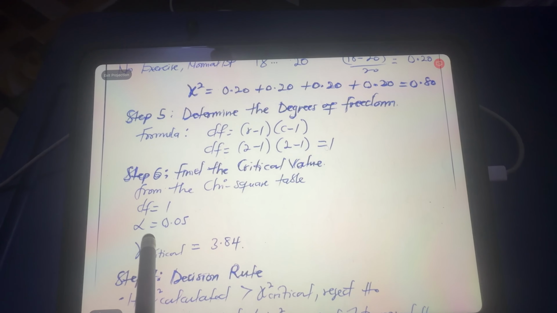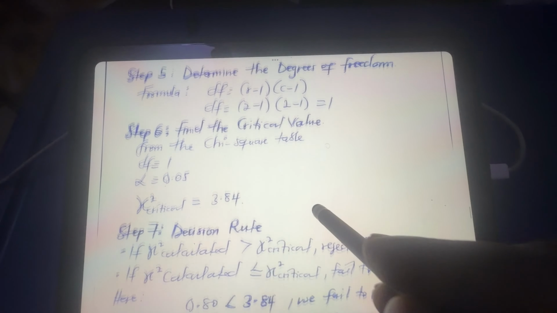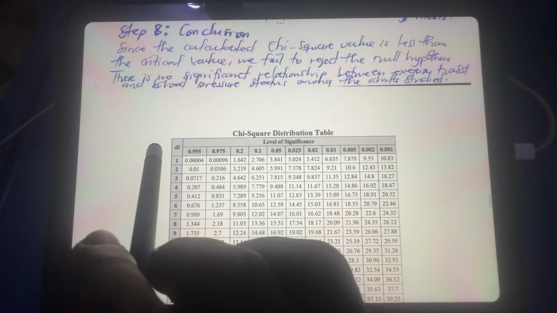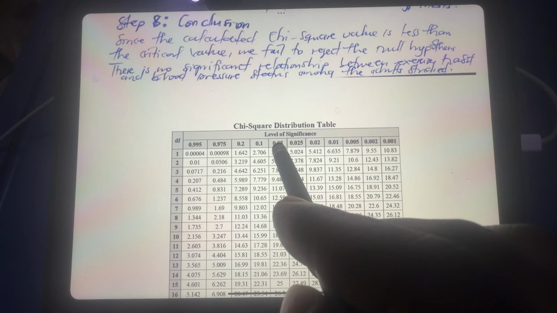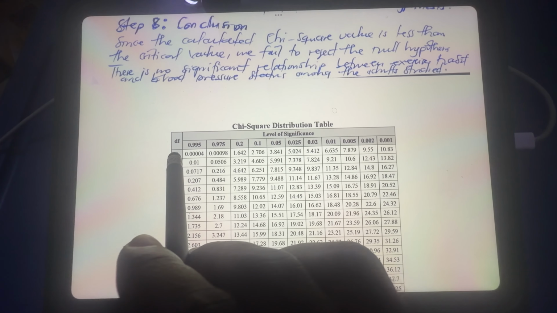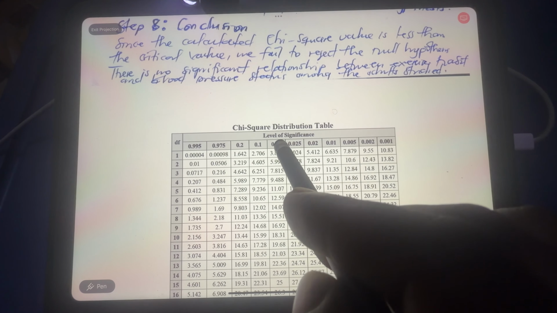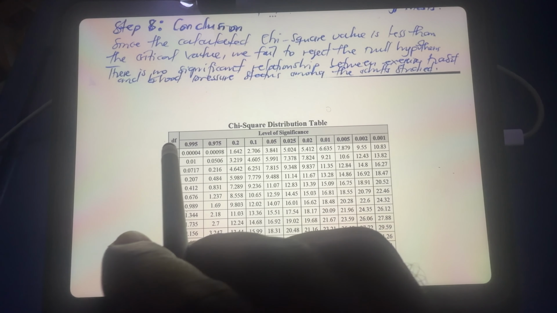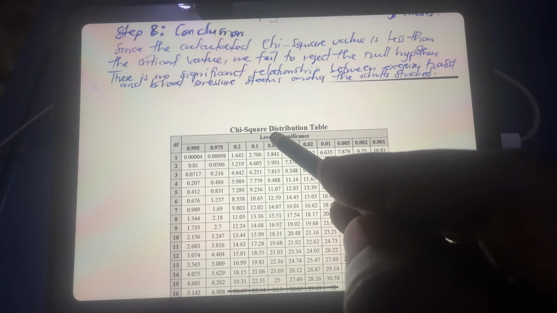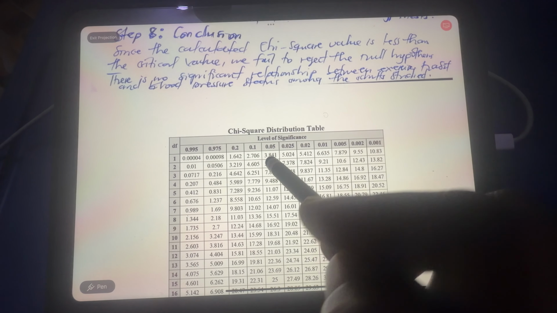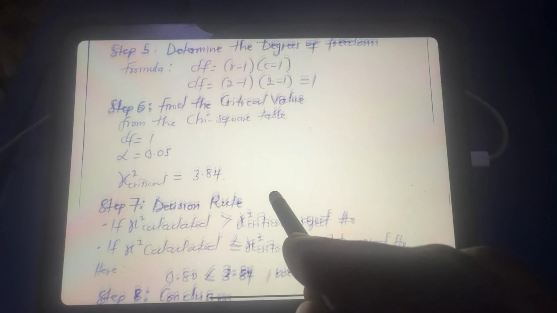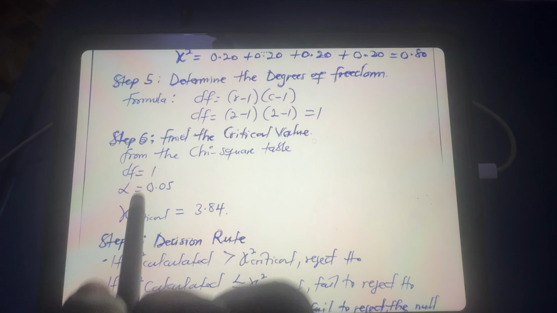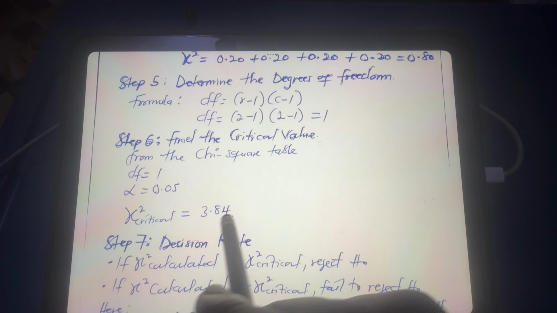DF is 1. Alpha is 0.05. You come to the chi-square distribution table. DF is 1. Level of significance is 0.05. In a situation where you have degrees of freedom 1 and level of significance 0.05, you see the critical value is 3.84. Then you come and write that over here. So X squared critical is equal to 3.84.